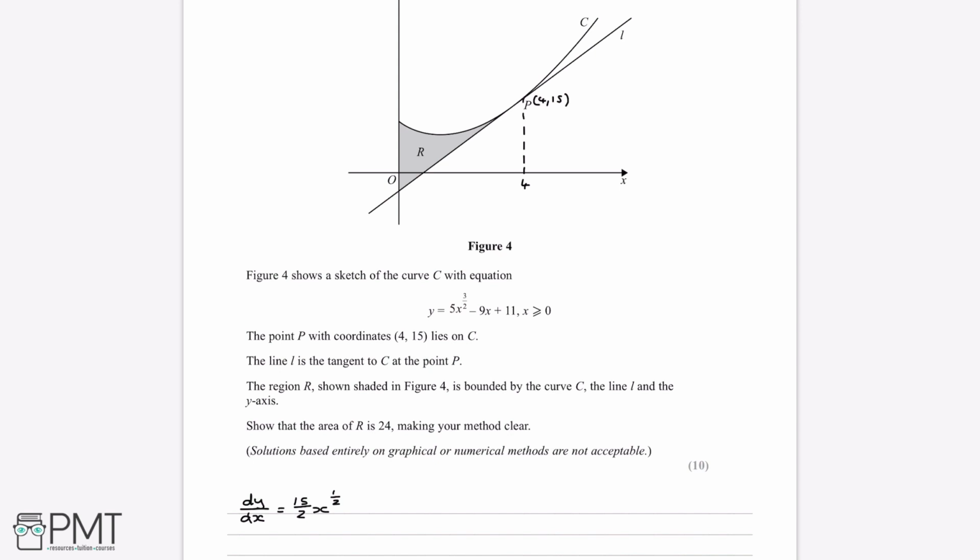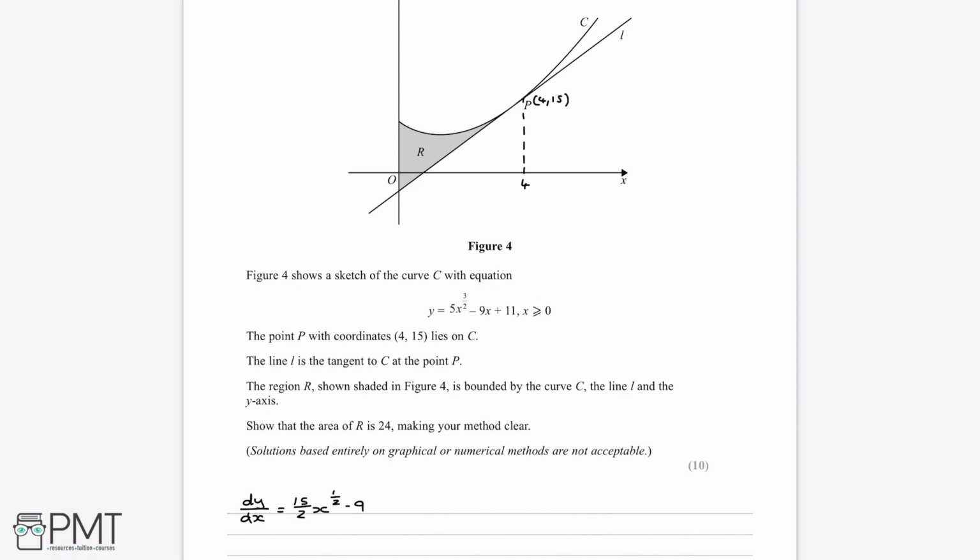And then we do the exact same for all the others, so minus 9x is the same as minus 9x to the power of 1, so minus 9 times the power, so minus 9 times 1 is still minus 9, but then we have x to the power of 1 take away 1, which is x to the power of 0, which is the same as 1, so it is just minus 9, and we do the same thing for 11, and we end up with 0, so we can leave it at this.